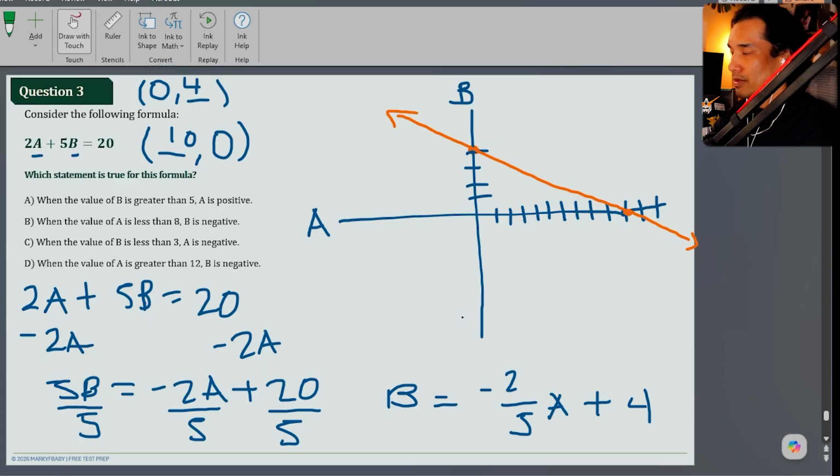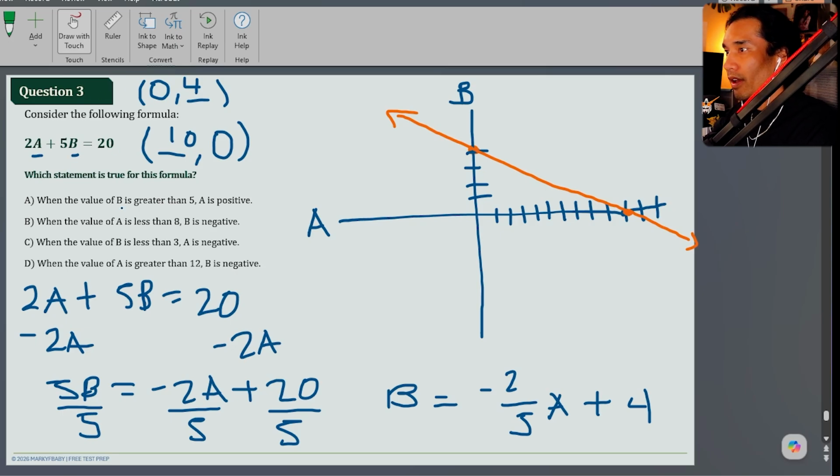So this confirms that we have a negative slope. It goes from left to right, and it falls down left to right. And we have a y-intercept at 4, 0, 4. We are ready now to test the answer choices.